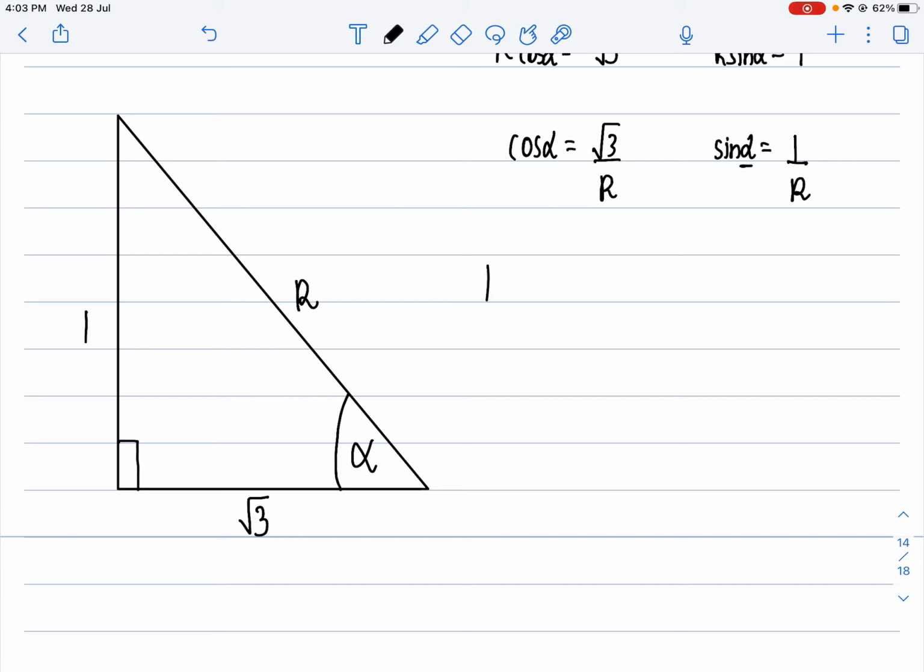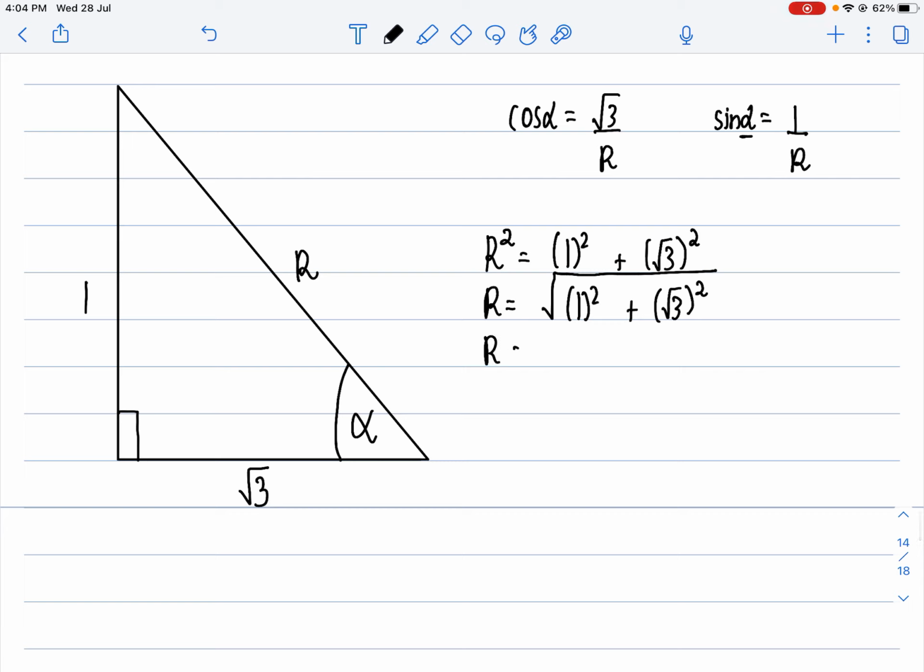So I can now calculate r, where I know that my r square is equal to 1 square plus root 3 the whole square, correct? Simple Pythagoras theorem. So I can write my r basically as the square root of 1 square plus the square of root 3, which is the square root of 1 plus 3. So I get r as the root of 4, which gives me my r as 2.